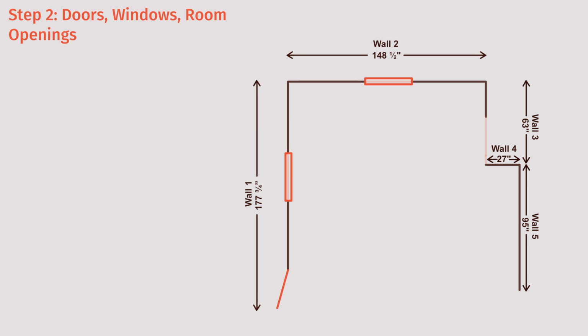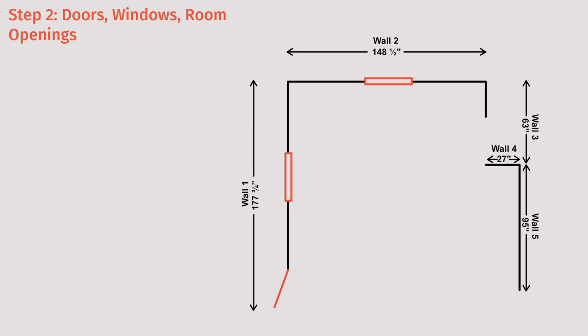Step 2. Doors, windows, and room openings. The next step is to locate and measure any doors, windows, or room openings that will need to be taken into consideration while creating your design. Be sure to include the trim and casing in the measurements.